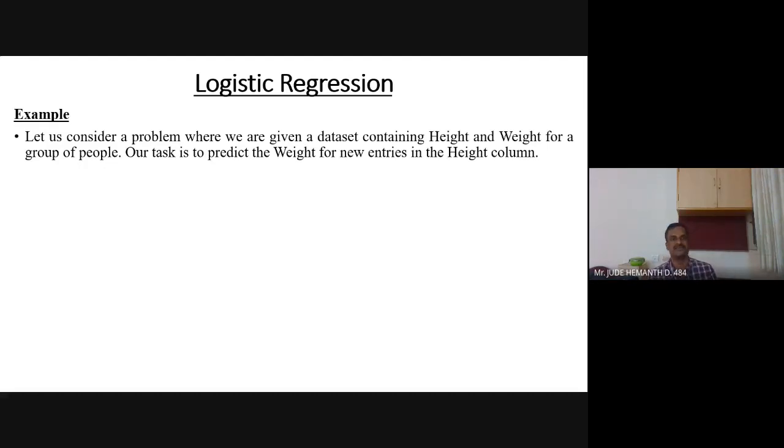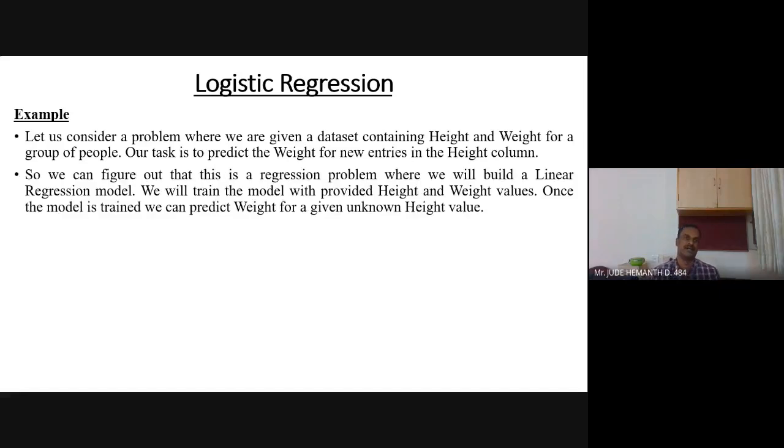So this application comes under the category of logistic regression. So we figure out that this is a regression problem where we build a linear regression model. We will train the model with provided height and weight values.